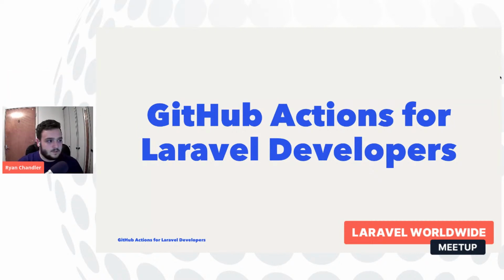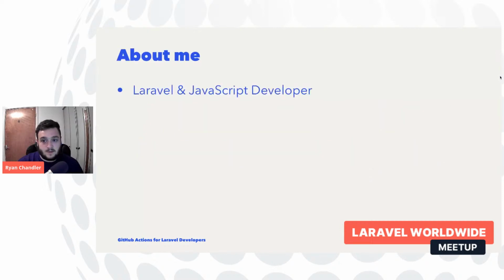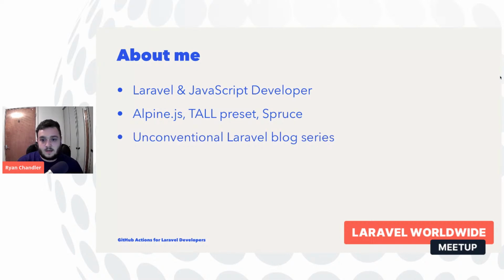So, welcome to my talk. I'm going to be talking about GitHub Actions, specifically for Laravel developers. A little bit about me: I'm a Laravel and JavaScript developer by day and by night. You might know me for Alpine, the TALL preset, which I developed with Liam and Dan Harrin as well. Or you might know me for Spruce, which is my global state management library for Alpine. You might also know me for my Unconventional Laravel blog series, where I write about some cool and interesting stuff that you can do with Laravel.